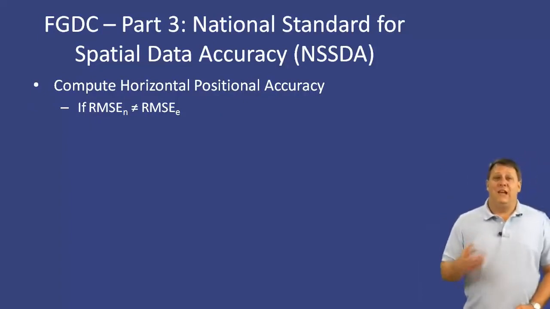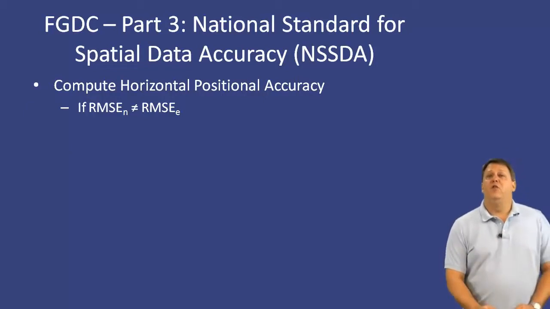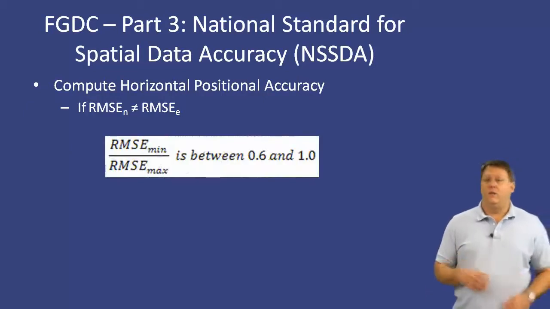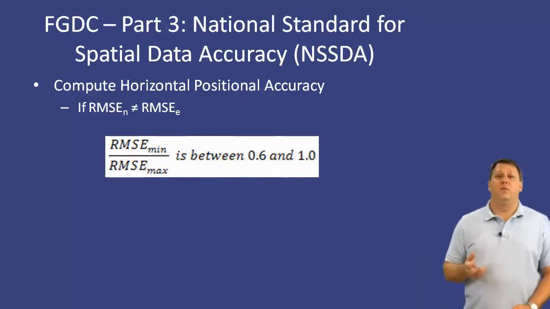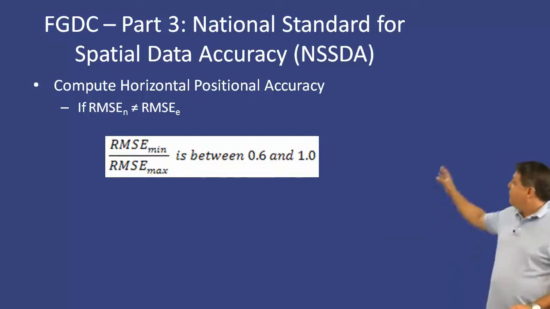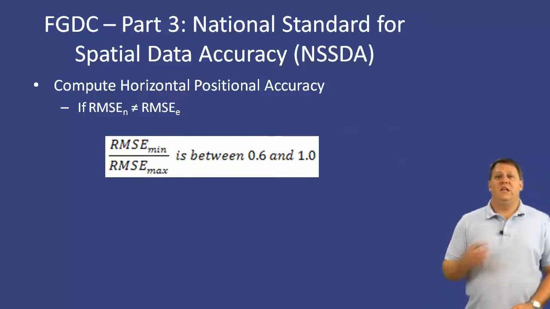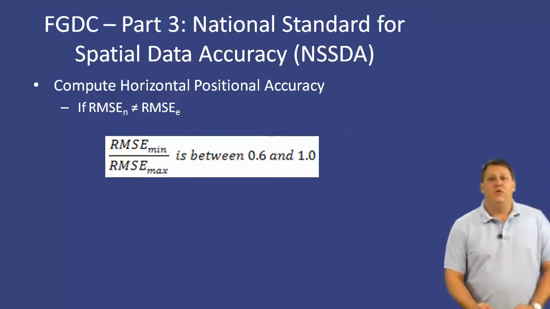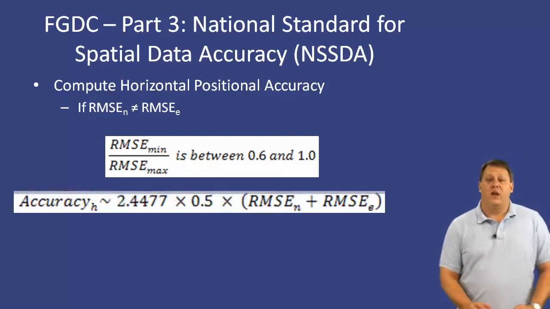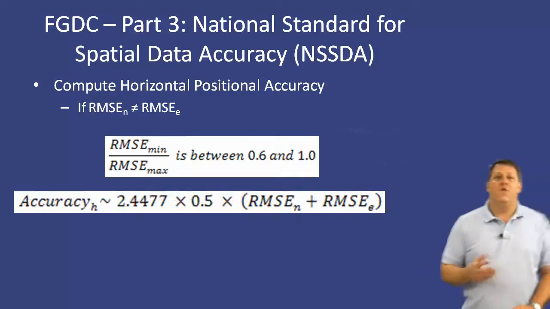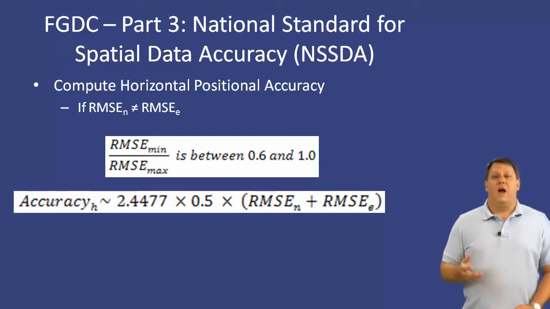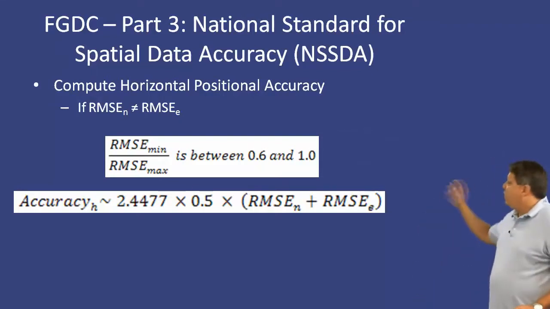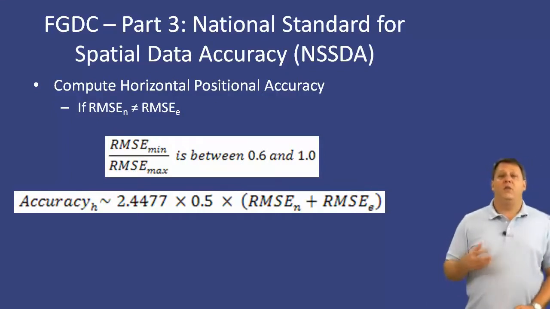what we first have to do is perform a ratio test. We will then take our smallest root mean square error number and divide it by our largest root mean square error value, and if that answer falls between 0.6 and 1, then to compute positional accuracy horizontally we'll take 2.4477 times 0.5 times the addition of our root mean square error in the northing plus our root mean square error in the easting.